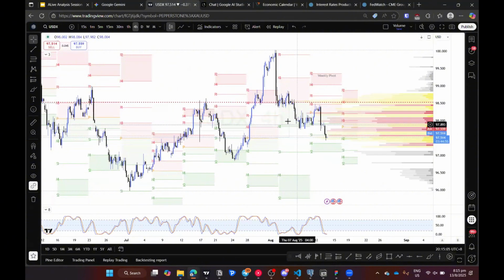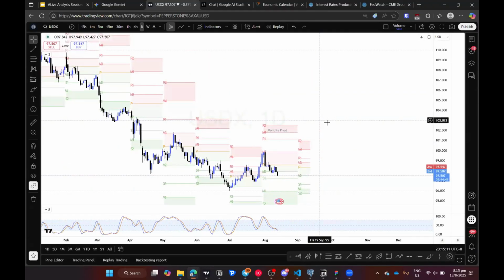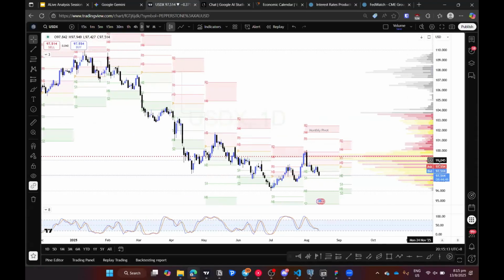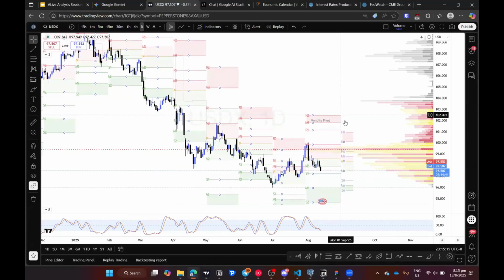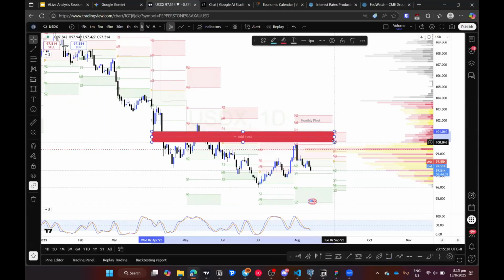So this is the weekly profile. Let's look at the monthly profile. This is the monthly profile. Off the bat, you'll see two key things. You'll see that price broke below S2 here in the month of April. So you can basically highlight this entire area as a resistance.